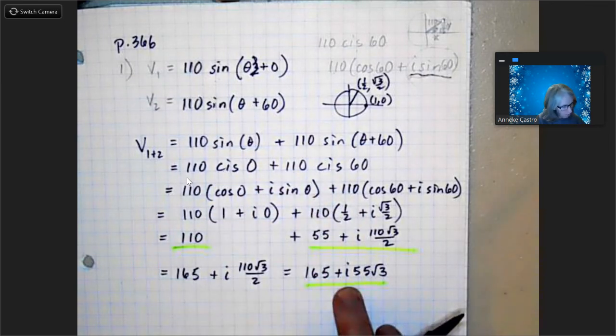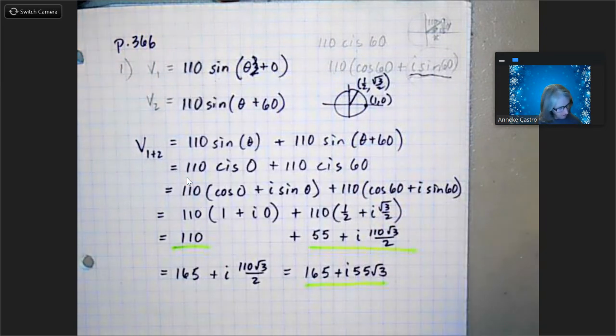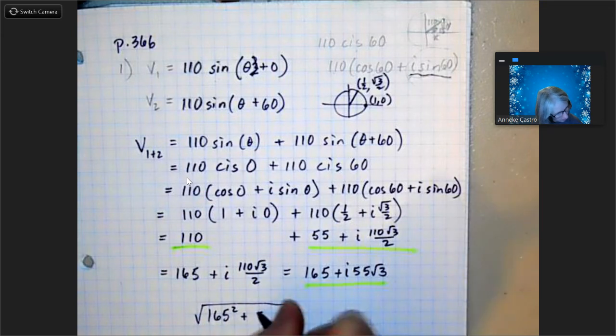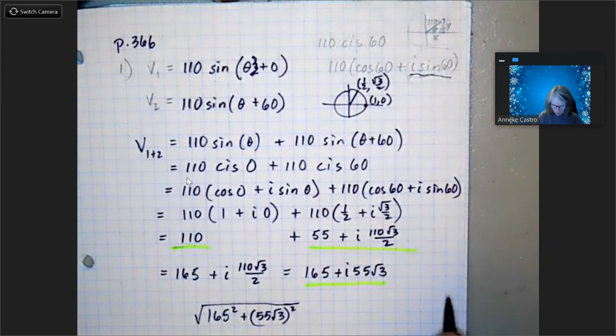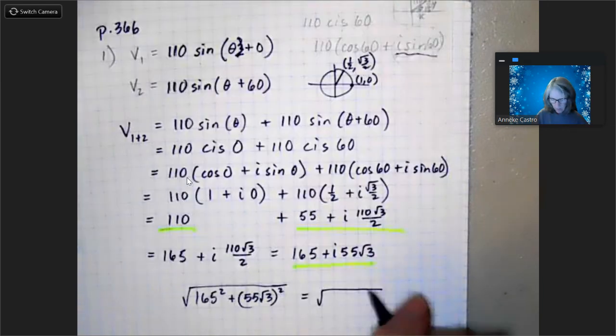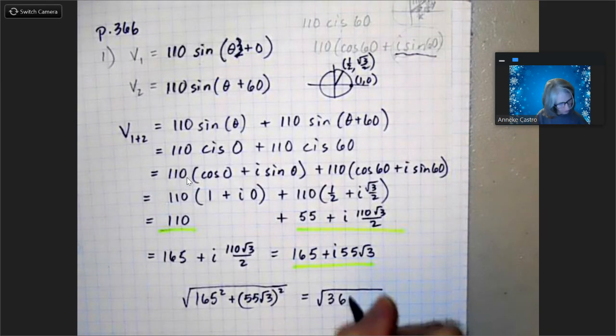So in order to do that, I'm going to change it back to polar form. To change this to polar form, I need to find its magnitude. And really, that's all we care about for this problem, because it just wants to know the voltage, and the voltage is in front here. So my magnitude is going to be the square root of 165 squared plus the quantity 55 root 3 squared. And if we do that on our handy dandy calculator, here we have it. You get the square root of 36,300.